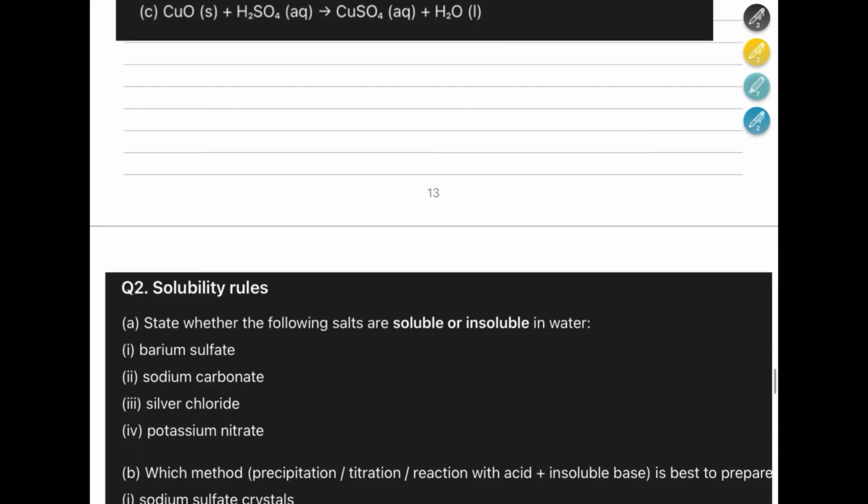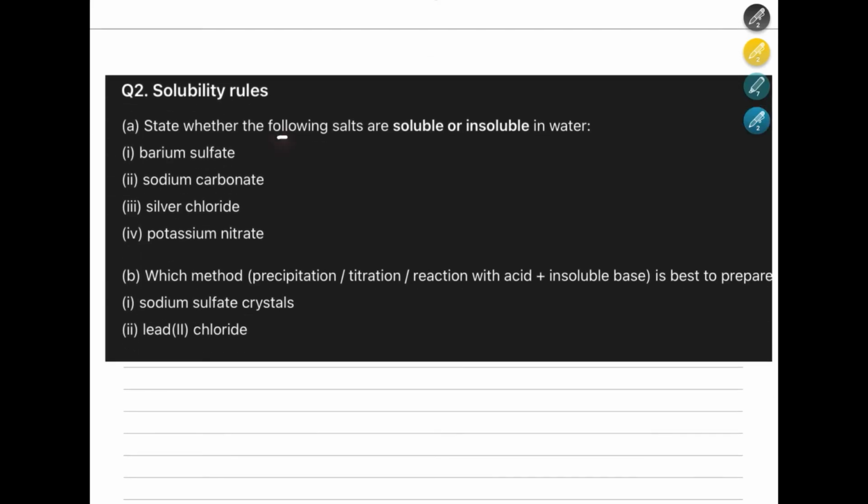Okay, let's move on to question number 2. State whether the following salts are soluble or insoluble in water. Take a moment to solve these. And if you're done, barium sulfate is insoluble, so I'll just write a cross. Sodium carbonate is soluble. Silver chloride is also insoluble, and potassium nitrate, remember, all nitrates are soluble.